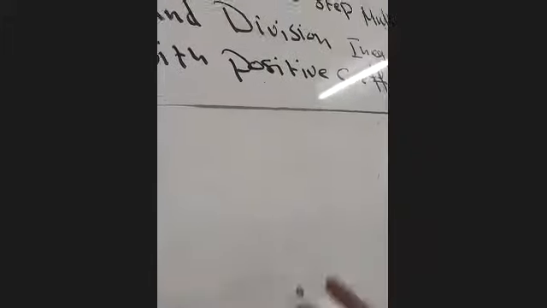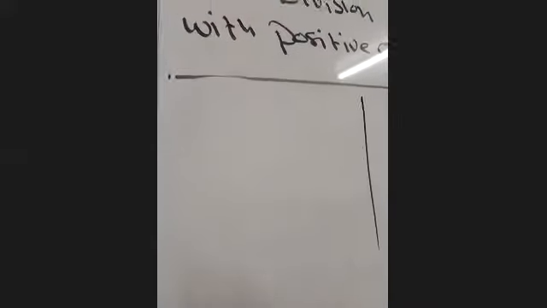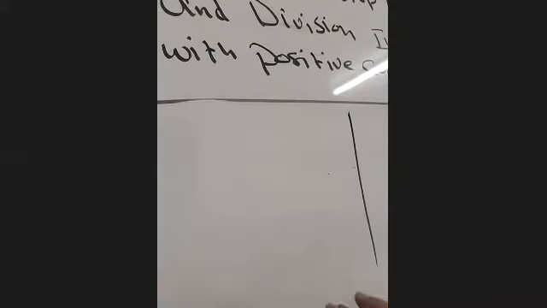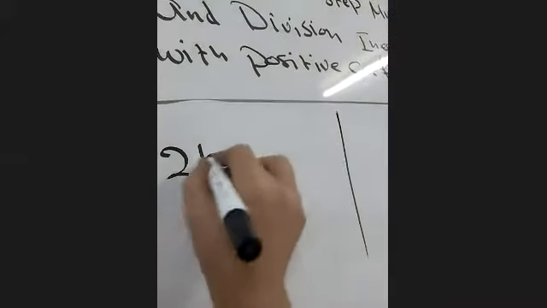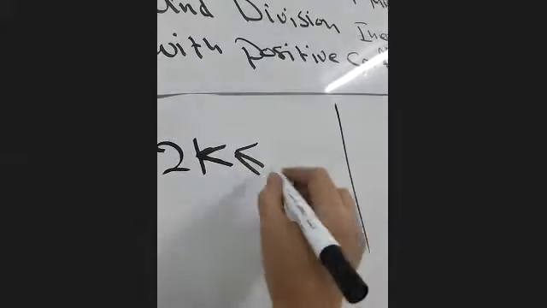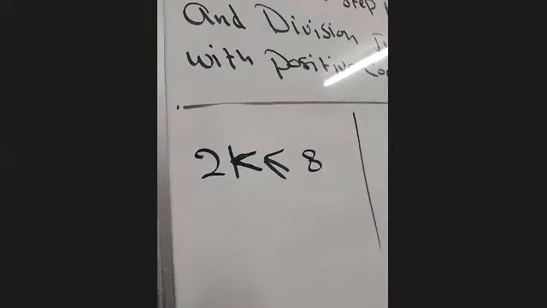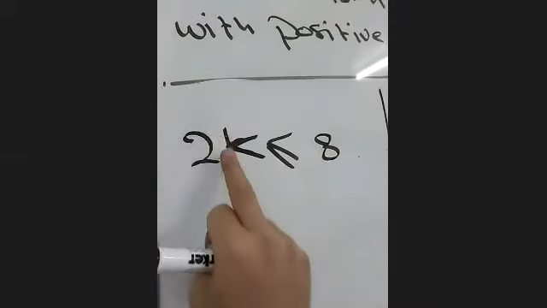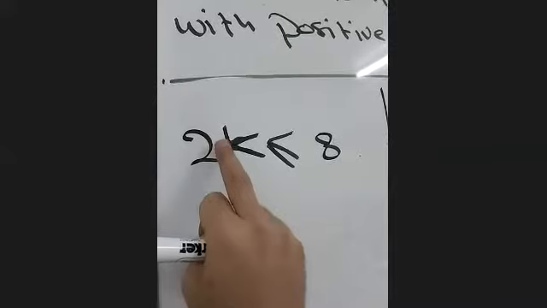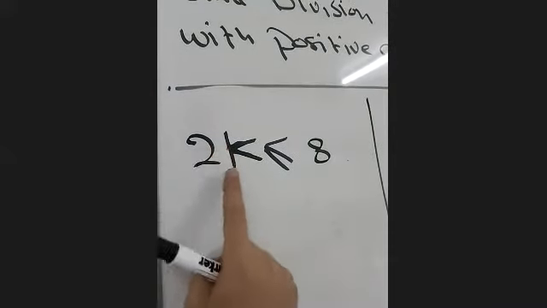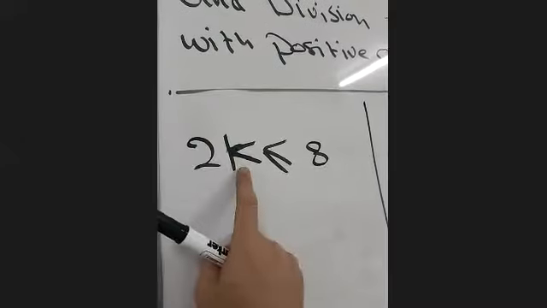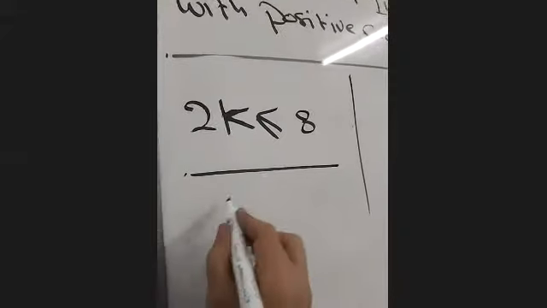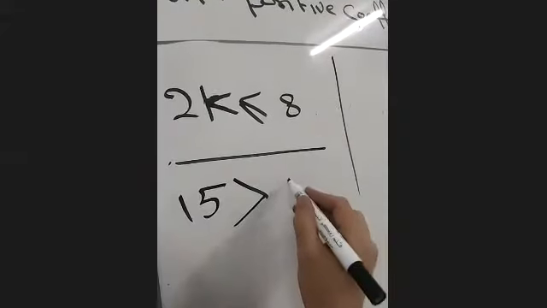Let's start with the multiplication inequality. A multiplication inequality is an inequality with a multiplication, like 2k less than or equal to 8. 2k means 2 multiplied by k, and the multiplication sign, we don't put it, right? 2k means 2 multiplied by k, less than or equal to 8. Like, for example, 15 more than 5m.